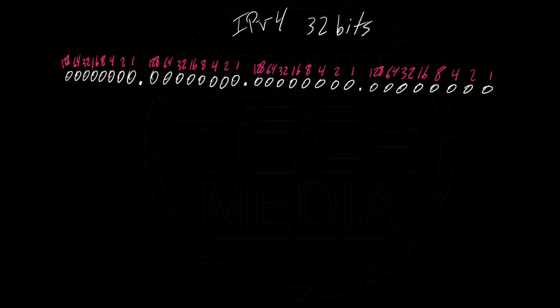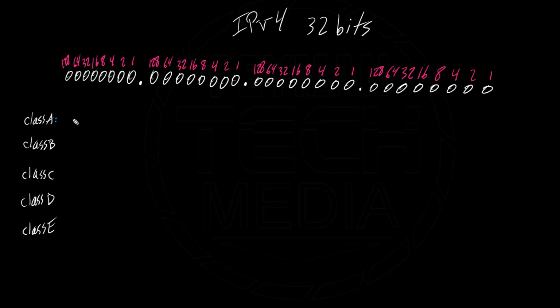So in the previous video we talked about the structure of IP version 4. In this video we are going to talk about the different IP version 4 classes. There are 5 different classes. Let's first talk about class A.